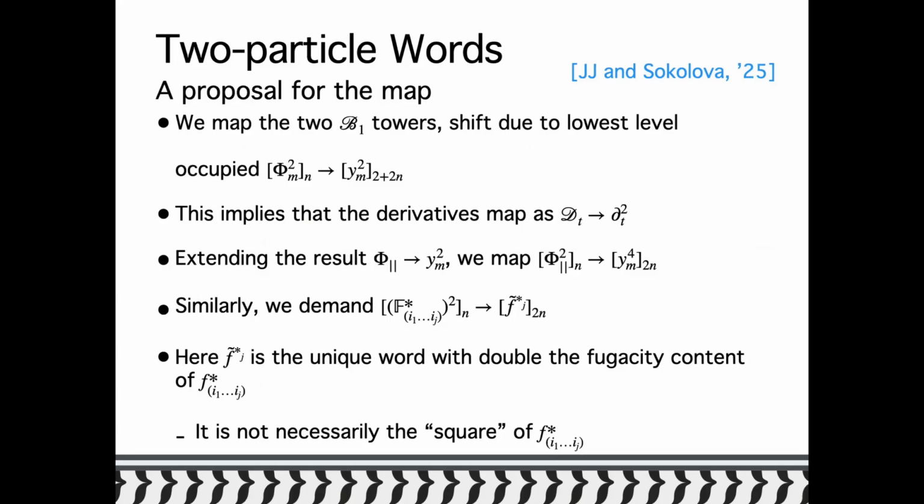And essentially what this does is it pushes the entire tower up by one step. So now what we say is that the entire tower of derivatives that are generated by phi m square maps to the shifted tower of derivatives generated by YM square.